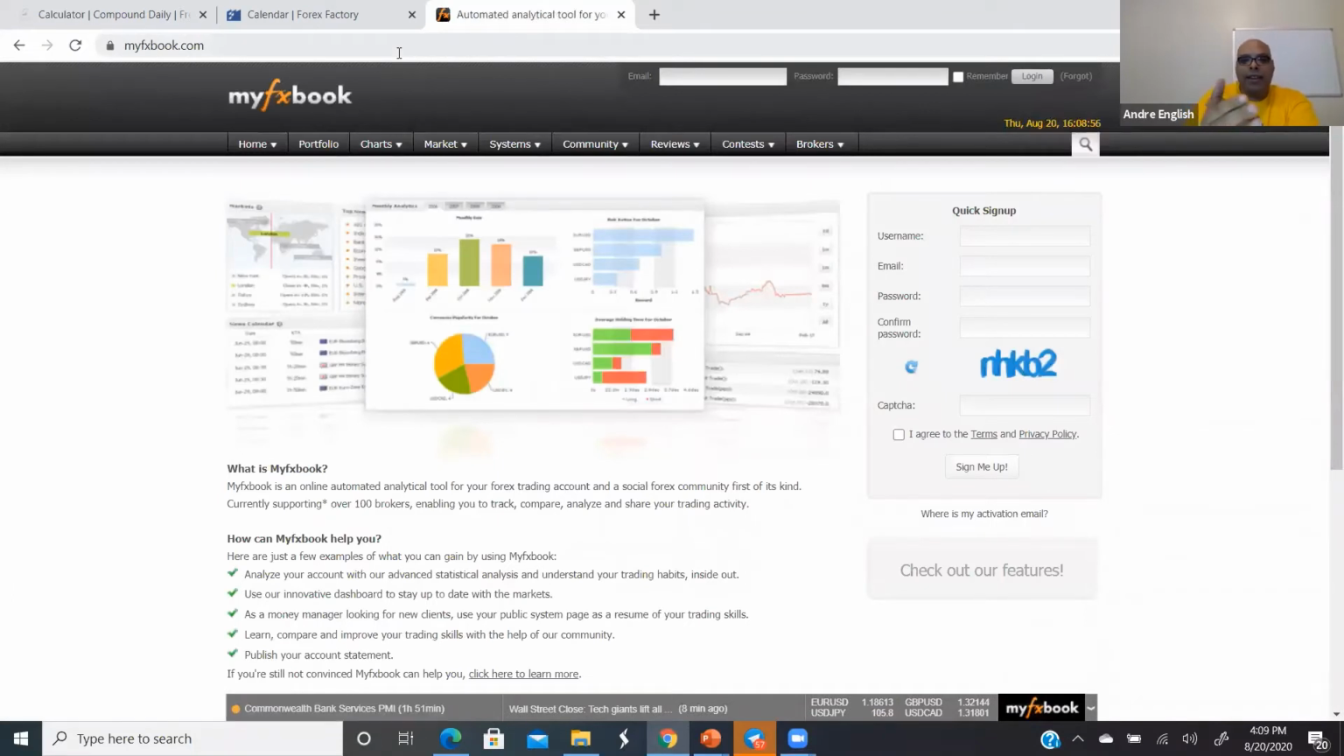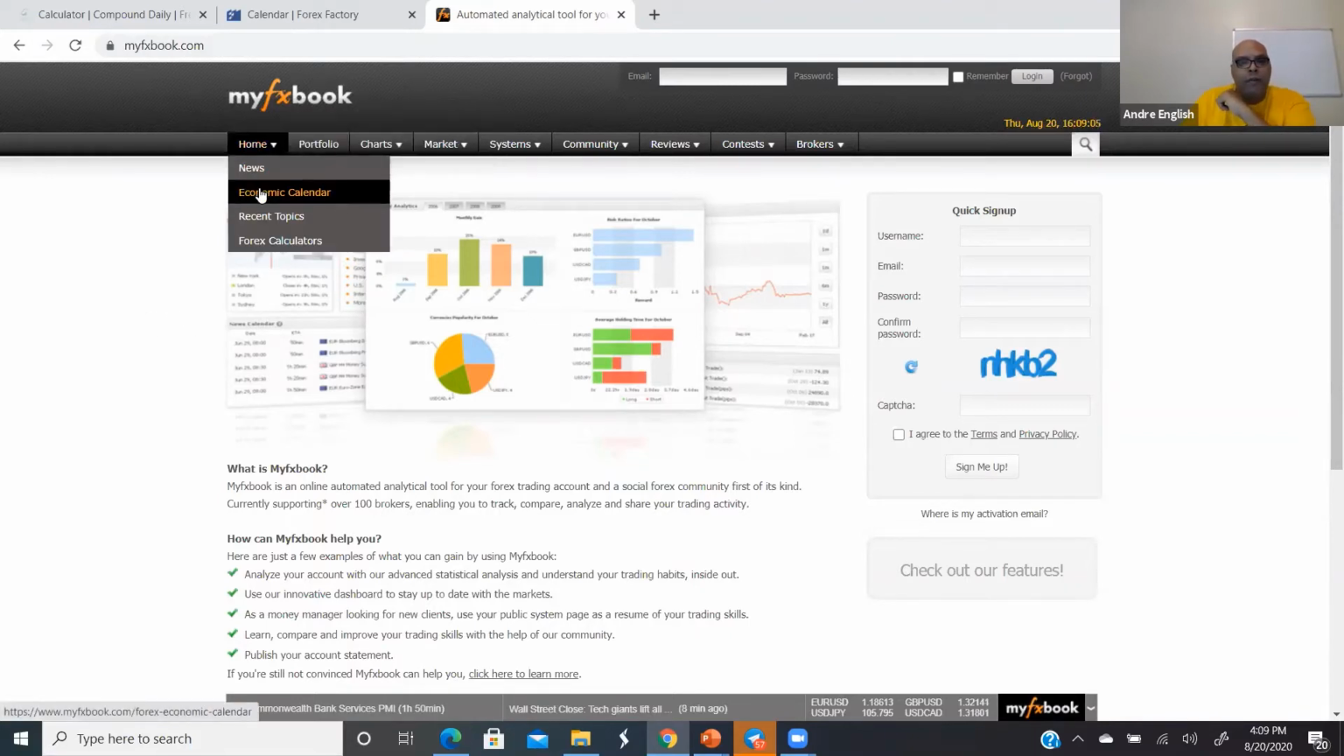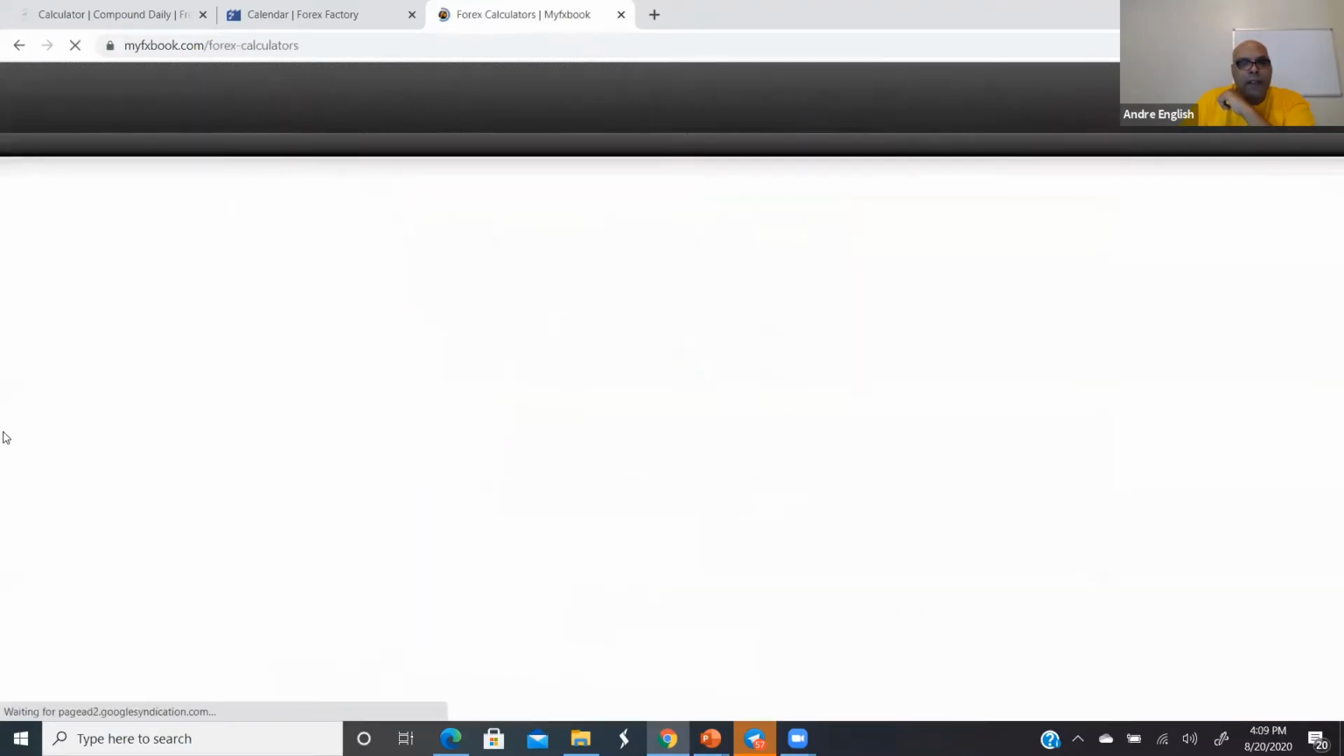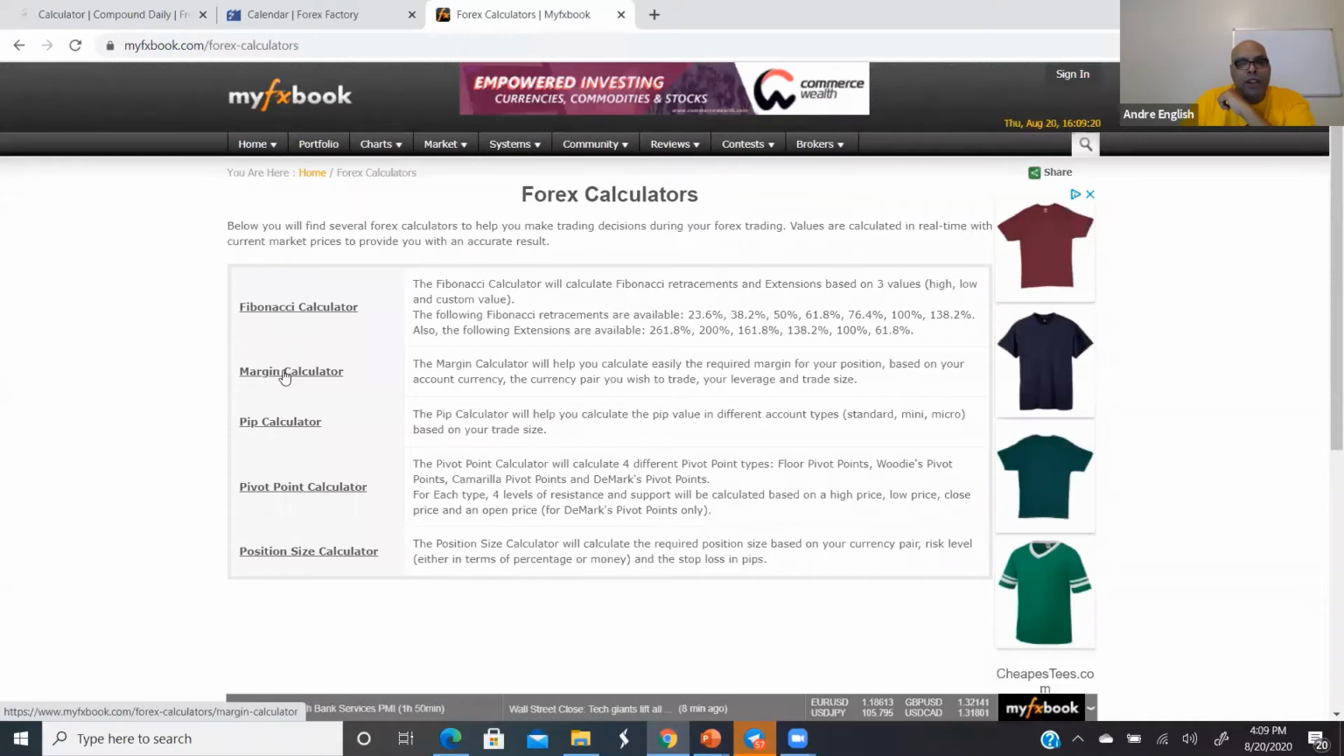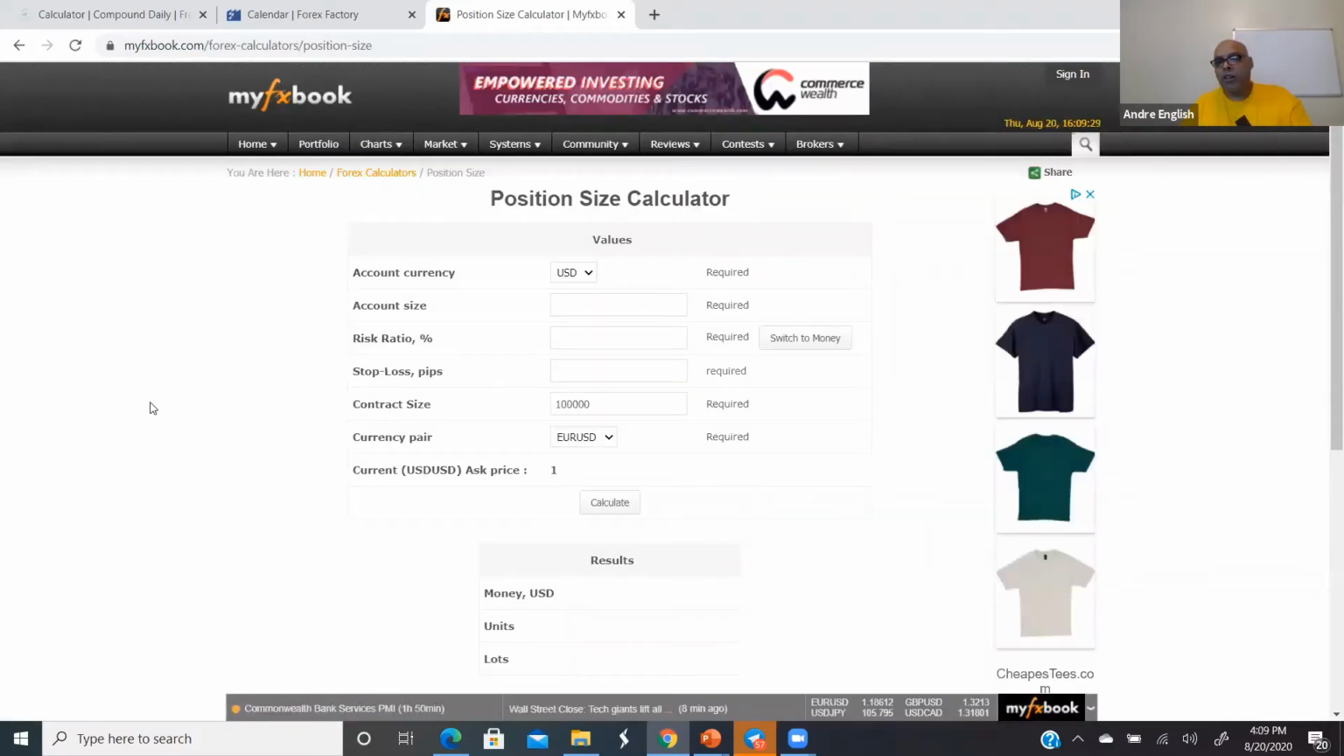Okay, when you come here, this is an incredible site that also provides news. We'll probably cover this a little bit later on another episode in depth. But when you come here, we have news, economic calendar, recent topics, and then you see over here, right under the very first home tab is Forex calculators. So when we click on that, there's a couple different calculators that come up. And one of the things that we want to click on here is the position size calculator. Okay, so let's talk a little bit about this position size calculator and what it's used for.